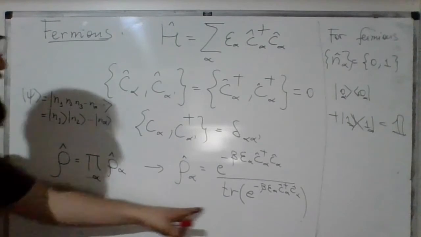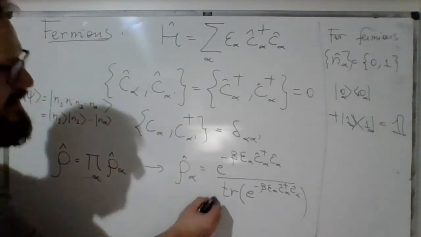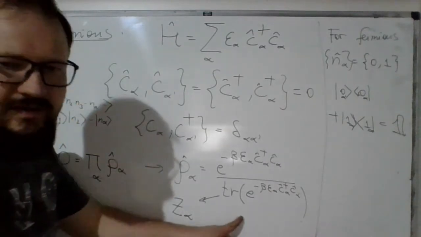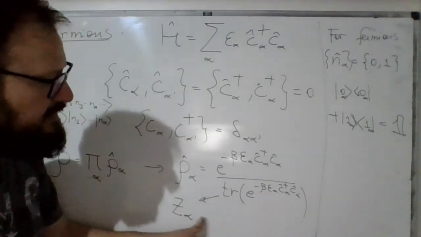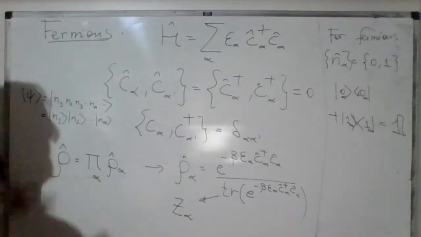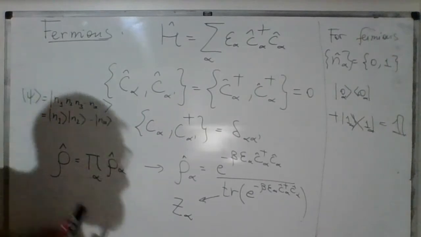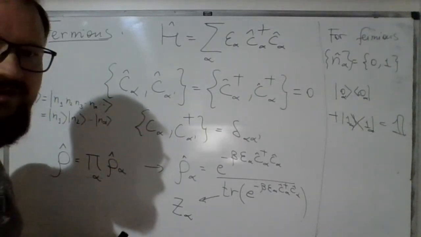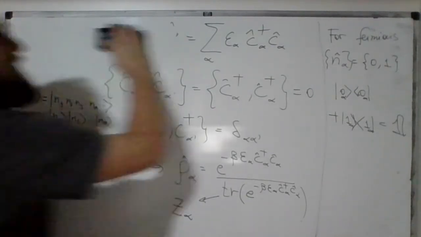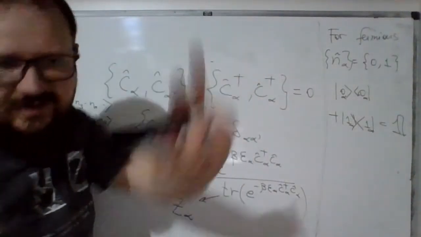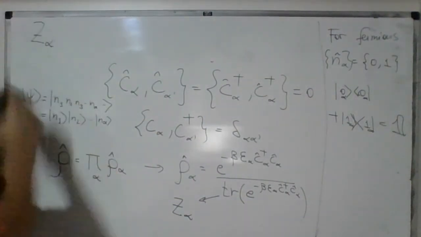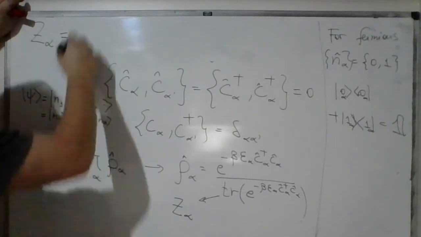And therefore, we can calculate this object here, which is the trace of this exponential, the partition function for fermions. Okay, let us do that. And as a matter of fact, it is much easier than for the case of bosons because you have just two possibilities here. So the partition function here, z alpha, is equal to the trace.